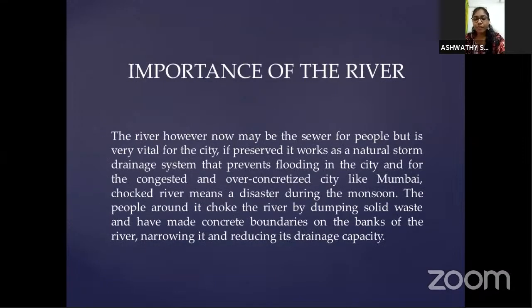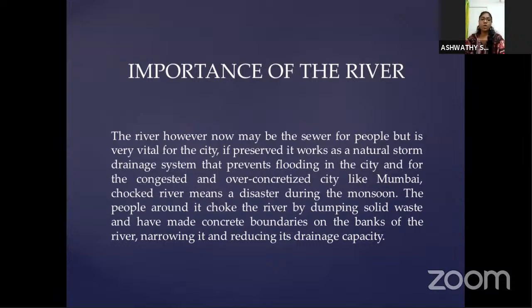The importance of the river. The river, however, may be a sewer for people, but it is a very vital and important river for the city. If preserved, it works as a natural storm drainage system that prevents flooding in the city. For a congested, concretized city like Mumbai, a choked river is a disaster during the monsoon. The people around it choke the river by dumping solid waste and have made concrete boundaries on the banks of the river, narrowing it and reducing its drainage capacity.